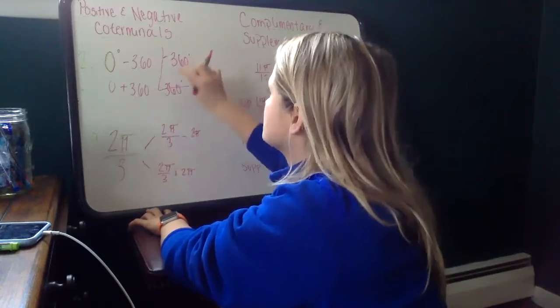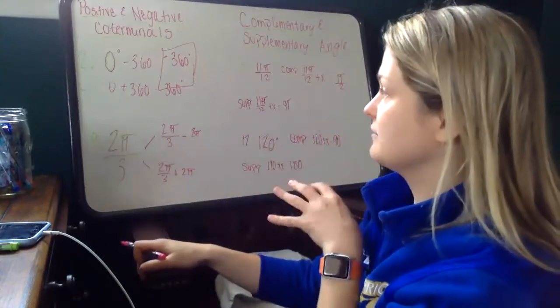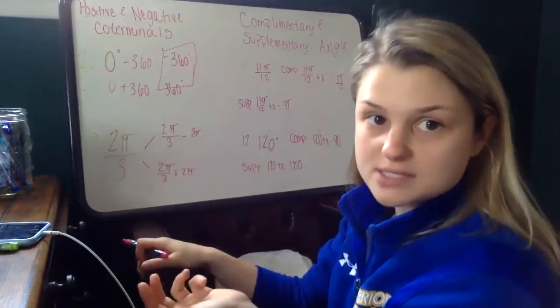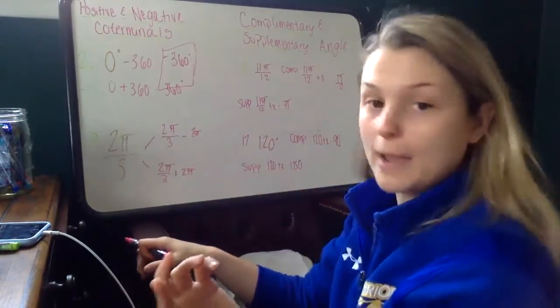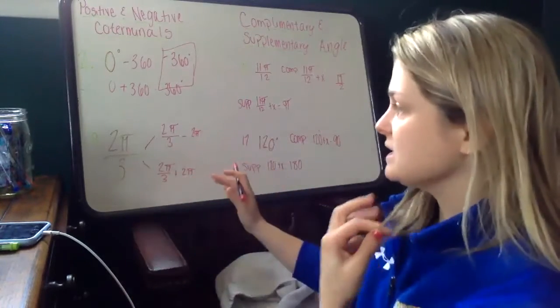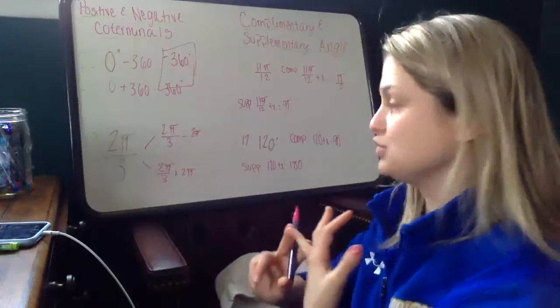So for the negative, we have negative 360, and the positive, we have positive 360, because we started with 0 degrees, okay? When you're given radians, you need to subtract and add by 2 pi.